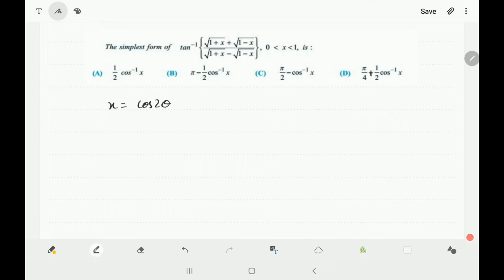But if a problem is of inverse trigonometric function, always remember that we will be substituting in inverse only. We won't be substituting in trigonometry. In the back of our mind we know that x will be equal to cos 2 theta, but actually we will be substituting theta as cos inverse of x into half. You got it how I wrote this thing?